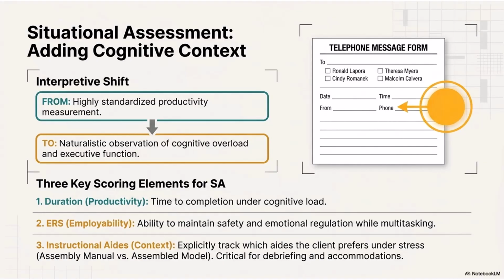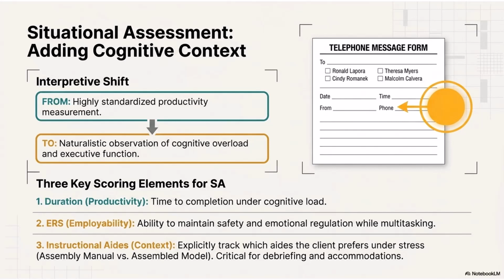There are 3 key scoring elements for a situational assessment. First, duration, which measures time to completion under cognitive load. Second, the ERS score, which gauges their ability to maintain safety and emotional regulation while multitasking.